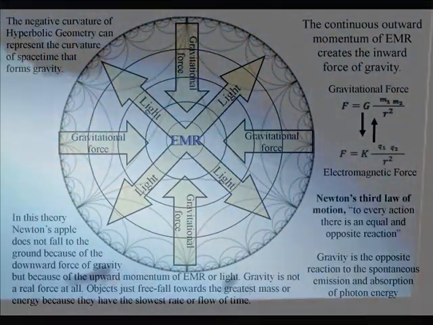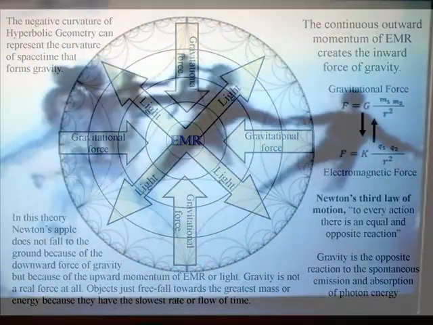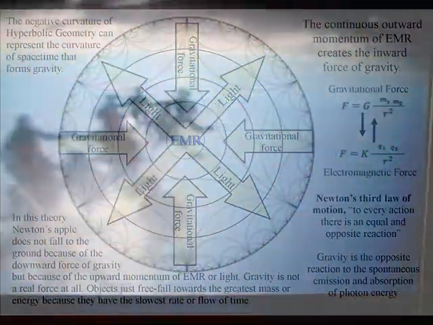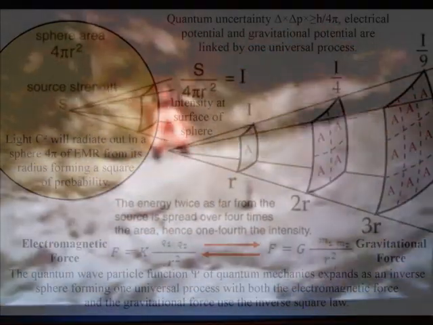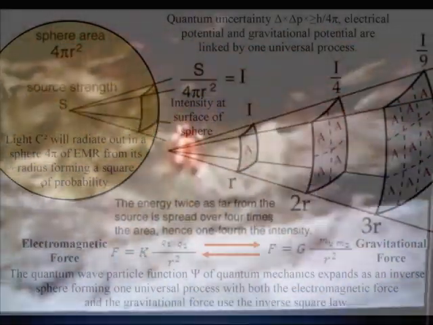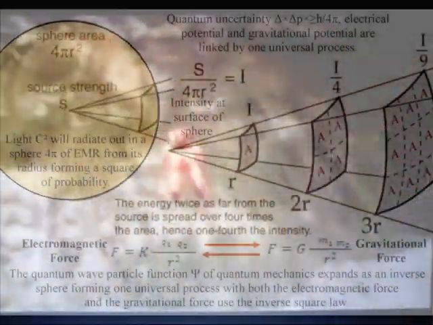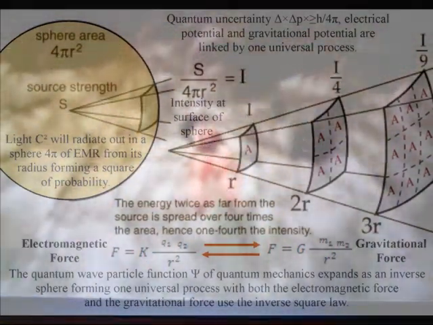I believe this can be seen in the mathematics, with both the gravitational force and the electromagnetic force having the inverse square law. We have the inverse square law because the surface area of the light sphere increases with the square of the radius. It is inversely proportional to the square of the distance from the source. There is no mysterious action at a distance.